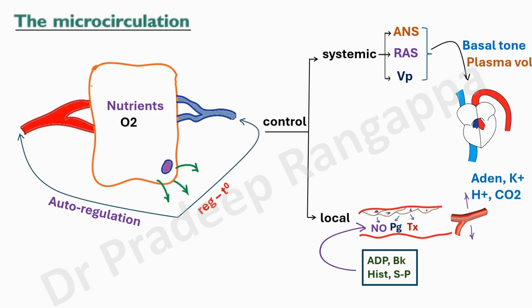Then there are adenosine, potassium, hydrogen, and carbon dioxide, which cause vasodilatation. So these are all the agents which are potent vasodilators, which cause the shock in a patient with sepsis, because we are discussing what happens in sepsis.